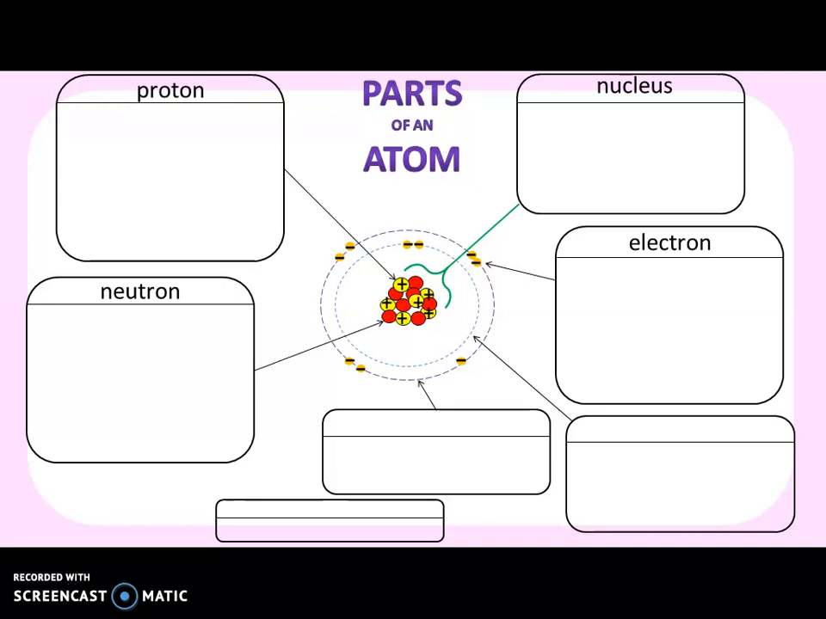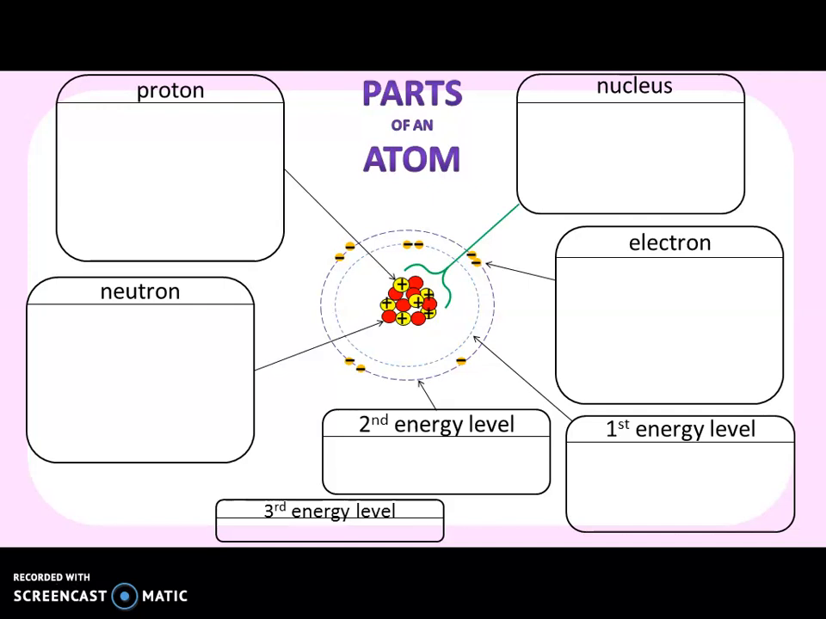Now the dotted line circles in the middle indicate not necessarily a physical part of the atom, but they represent the energy levels. We have the first energy level, which is the one closest to the nucleus, and mine is in blue. The second energy level then is the second from the nucleus. Mine is purple. And where do you think the third energy level would be?